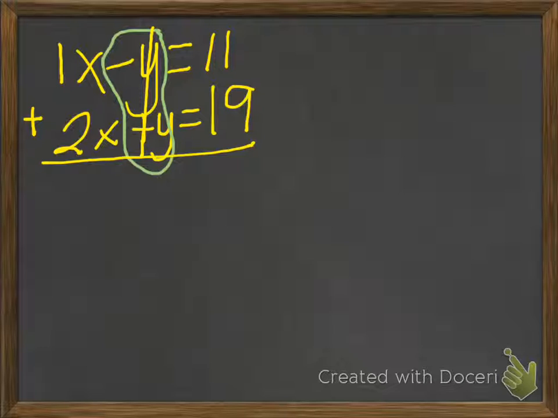So now I'm going to combine the like terms, or add those together. 1x plus 2x, I add my coefficients. So 1 plus 2 gives me 3, and my x's are going to stay the same. Remember, my y's are gone. They're out of here. So now I'm just going to add 11 and 19, which gives me 30.